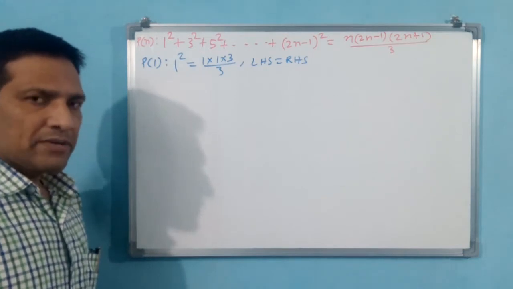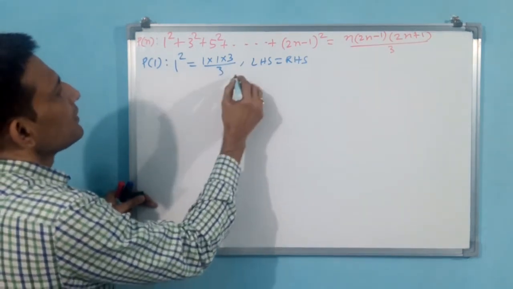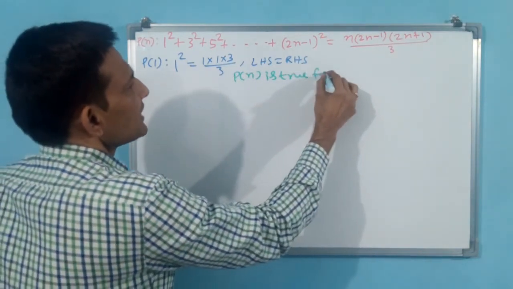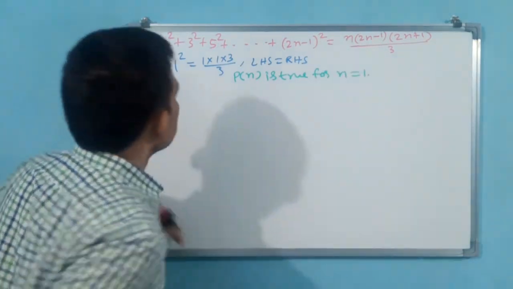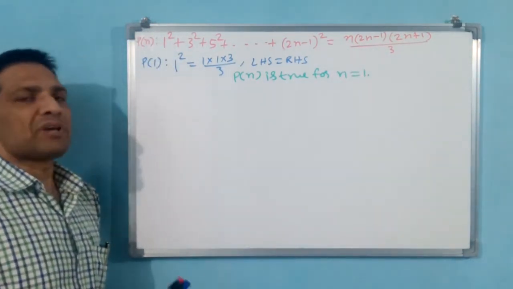Now what we have to write? You have to write Pn is true for n is equal to 1. That is very important. Pn is true for n is equal to 1. Okay. This step is also over. Three steps are over. Two steps are left.